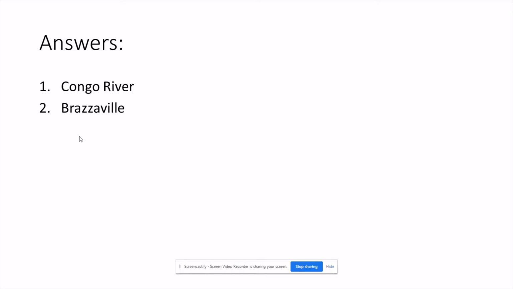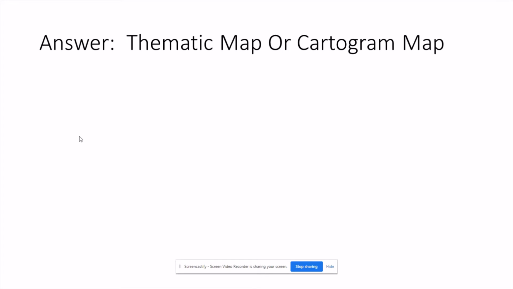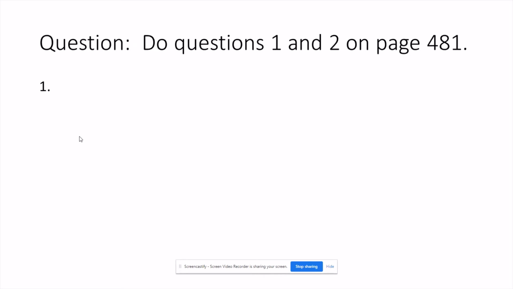Answers: 1, the Congo River, and 2, Brazzaville. Question, what type of map is on page 210? Answer, a thematic map or a cartogram map, to be more specific. Question, do questions 1 and 2 on page 481. You actually are doing both questions.